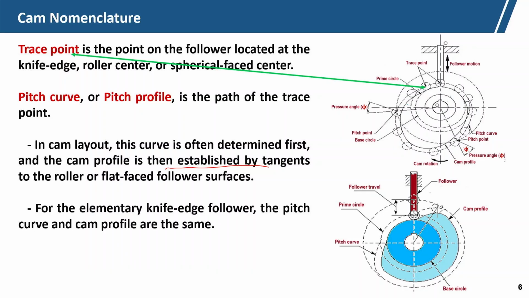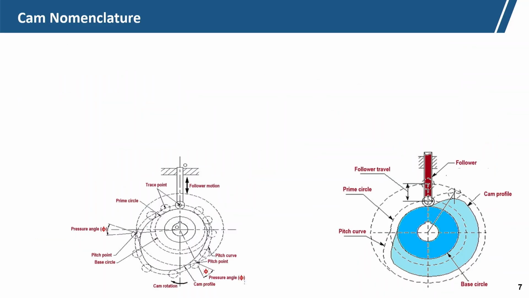For the elementary knife edge follower, the pitch curve and cam profile are the same. So, for a knife edge follower, the pitch curve and cam profile will be the same as I have mentioned, and for the roller type it will be a little bit different. Basically, the roller radius has to be added.